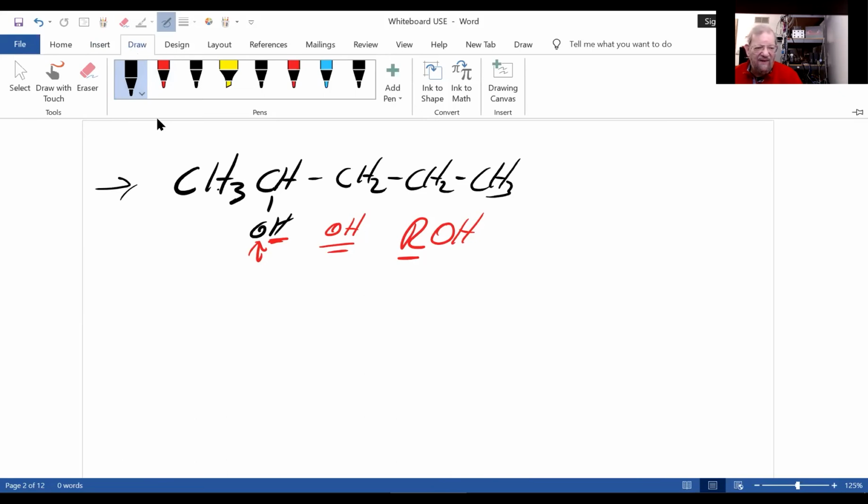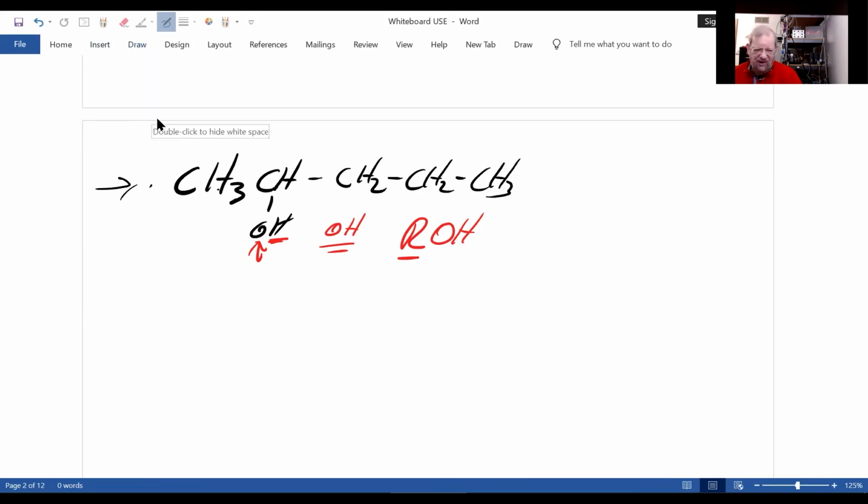Well, it's an alcohol. And I'll find how many carbons are in the longest chain that has the carbon with the hydroxyl group on it. 1, 2, 3, 4, 5.